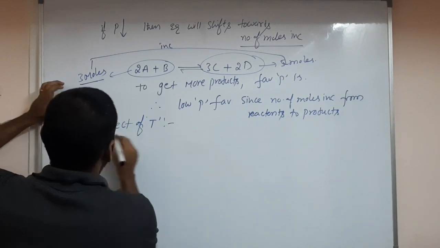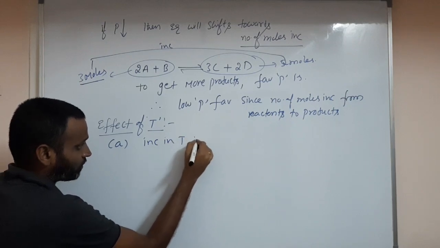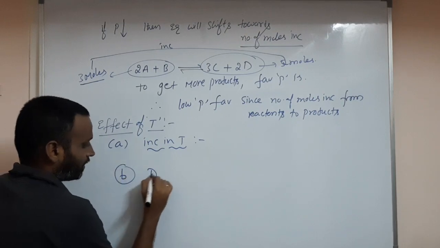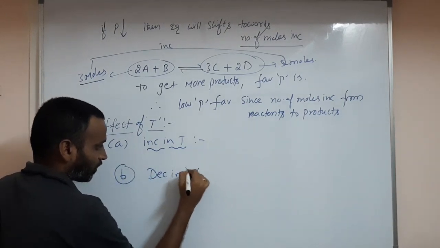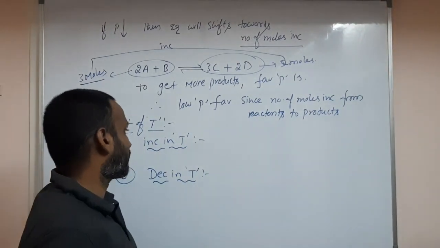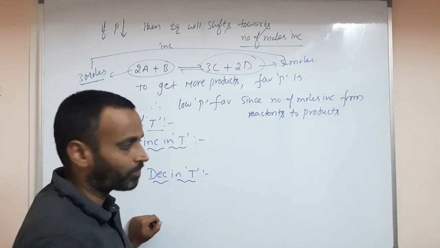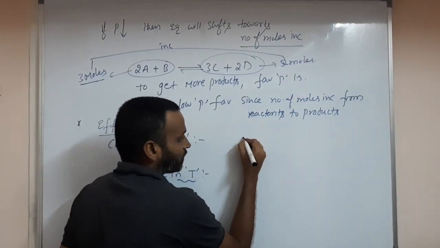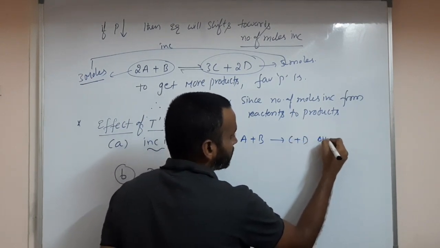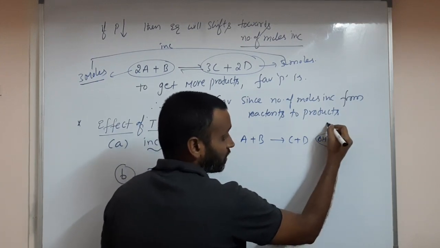Next, let's see the effect of temperature. Very simple. Two things we will learn: an increase in temperature on equilibrium, and a decrease in temperature on equilibrium. Suppose a reaction is endothermic, suppose A plus B gives rise to C plus D, and this delta H is positive. You know this from thermodynamics. Delta H positive means this is endothermic.